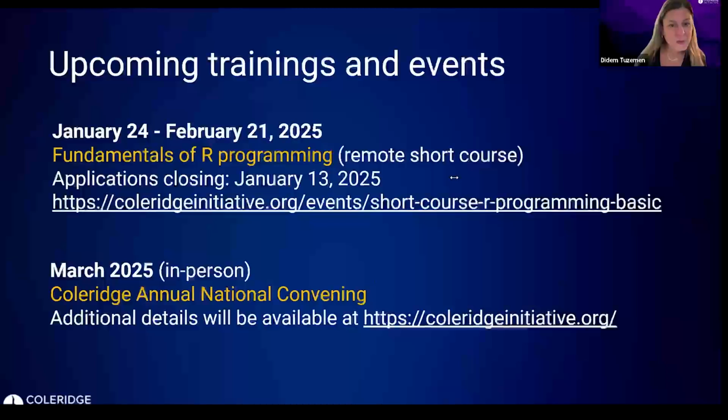And then lastly, again, we're going to be holding our annual national convening in March 2025. This will be in person. You can find additional details on our website. And again, for the user community, we're happy to announce that we're going to be holding a session.